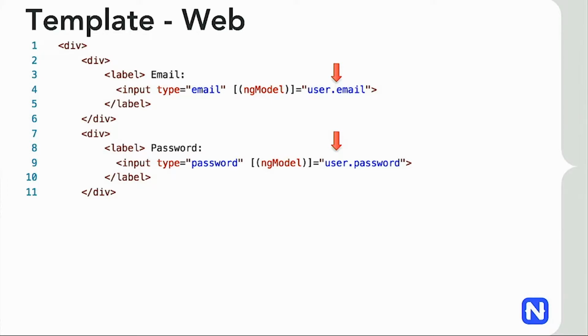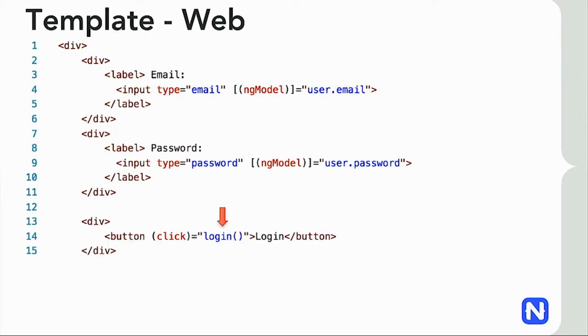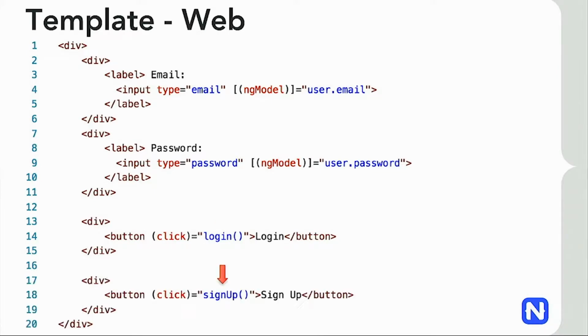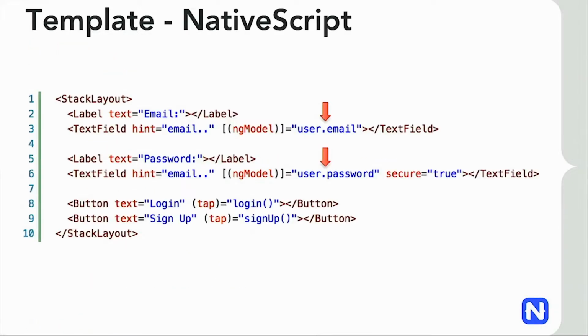We bind to user email and the user password. Then we have a couple of buttons, which we'll call on-click login, and then sign up, all right? And then if we want to reuse the same component for NativeScript, we'll have a NativeScript template. So in this case, we're not going to use input, but we'll use a text field instead. But we still can bind to the user email and still bind to user password. And also, we're going to add a couple of buttons.